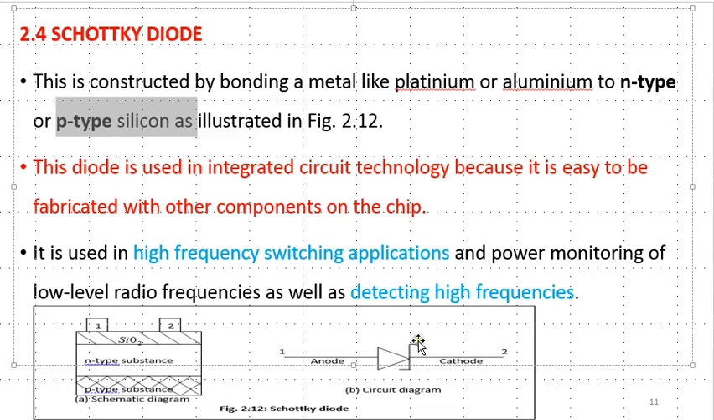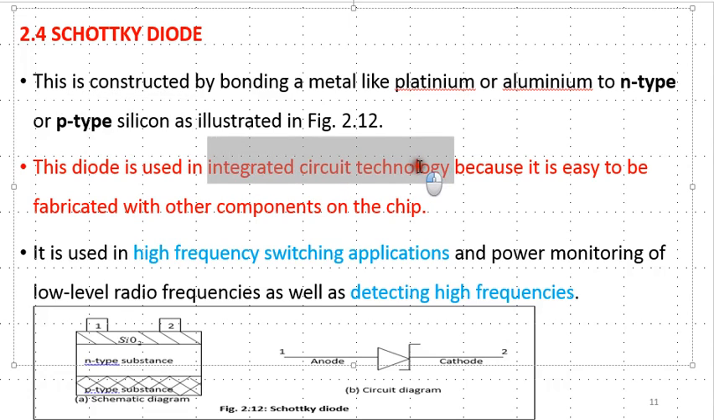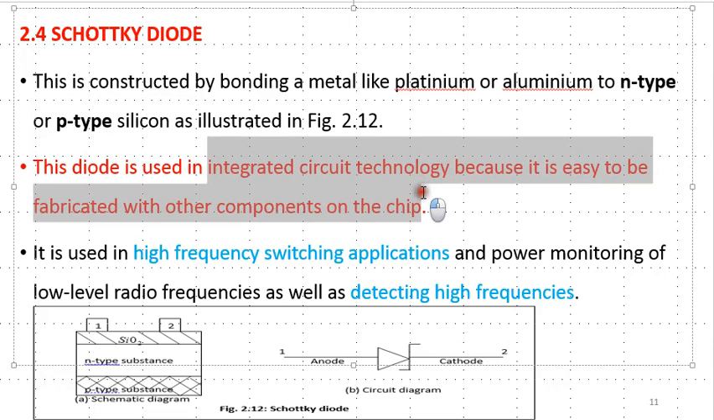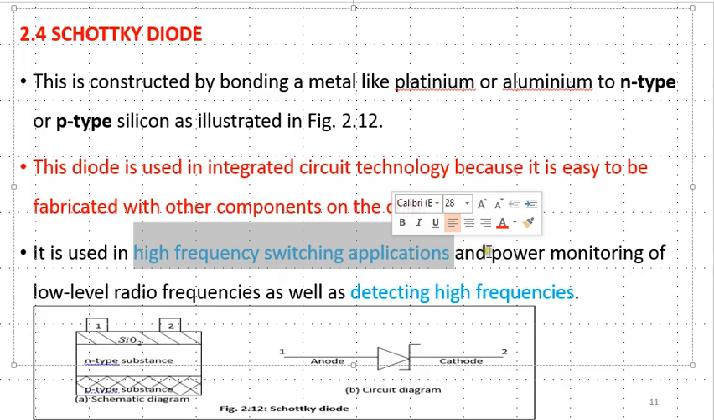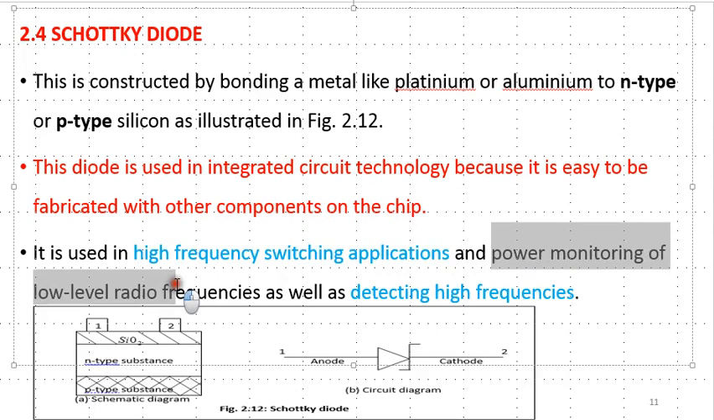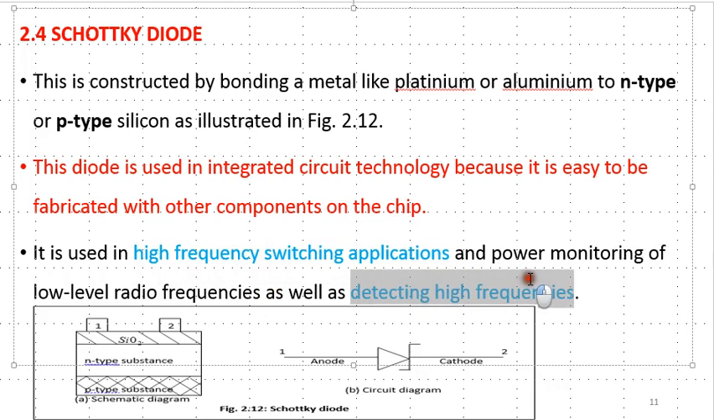And you can see this figure or this symbol is what differentiates the Schottky diode from our ordinary diode, which doesn't have these bendings. And this diode is used mostly in integrated circuit technology. Why? Because it is easier to be fabricated in form of IC together with other components, and it has many applications, which include high frequency switching applications, power monitoring of low level radio frequencies, and detecting high frequencies.